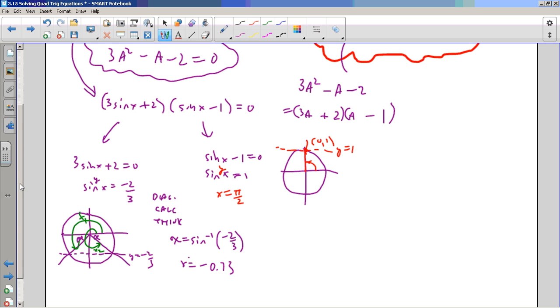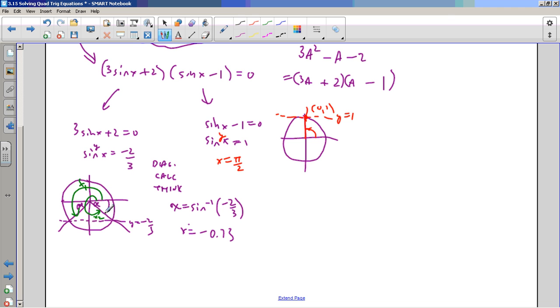So what is that giving me? That's this angle, isn't it? It's given me that angle. So therefore, I can say my related acute angle alpha is 0.73, the positive, right? It gave me the negative. I don't want the negative because the negative one isn't the principal solution, so I'm going to take the related acute angle of 0.73.